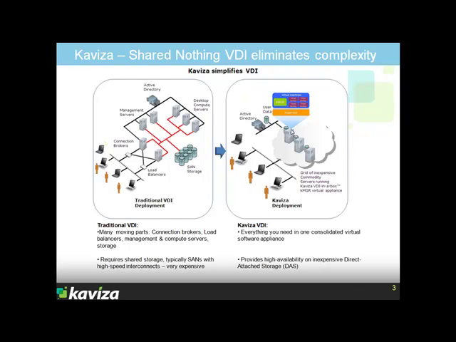On the right-hand side, you have simply servers that run the desktops, and each of these servers runs a Kaviza VDI-in-a-box virtual appliance that converts these servers into a dynamic grid that can be scaled on demand and that provides high availability without shared storage.